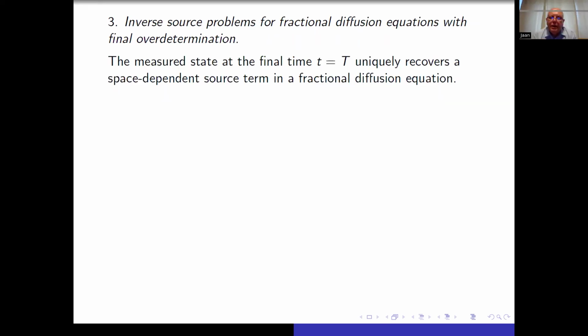Then what is now more related to my work is the inverse source problems for fractional diffusion equations with final measurements. And there is the well-known problem which has been studied by many authors, where one wants to reconstruct the space-dependent source term from final measurements. And there the uniqueness is known under certain assumptions on the time-dependent term if it occurs there.